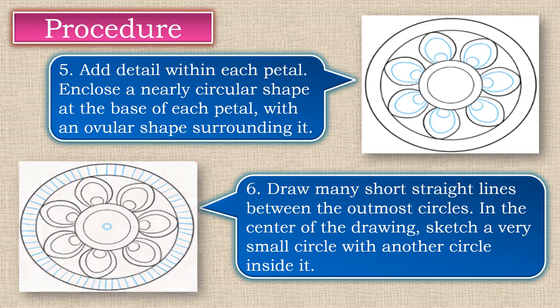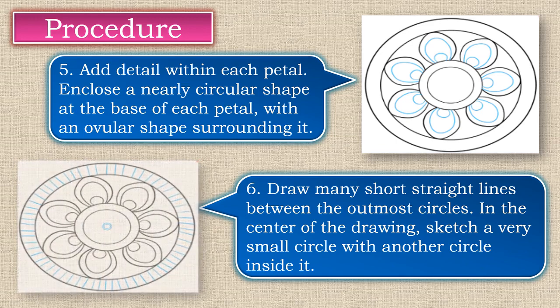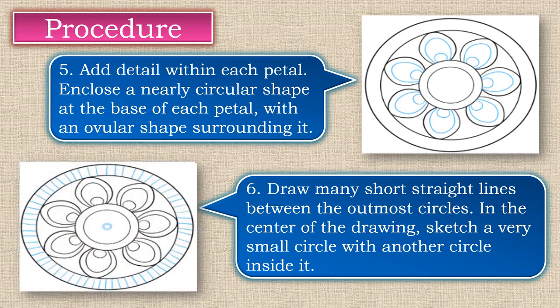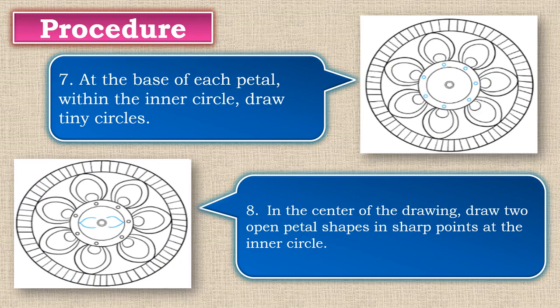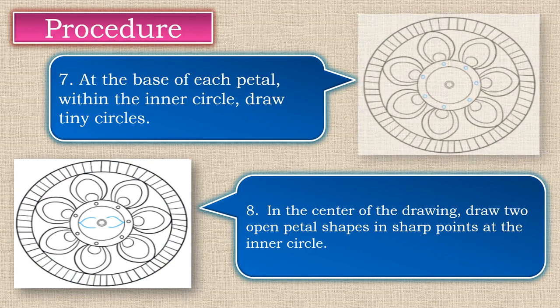Step 6. Draw many short straight lines between the outermost circles. In the center of the drawing, sketch a very small circle with another circle inside it. Step 7. Continue adding detail to your mandala. At the base of each petal within the inner circle, draw tiny circles.